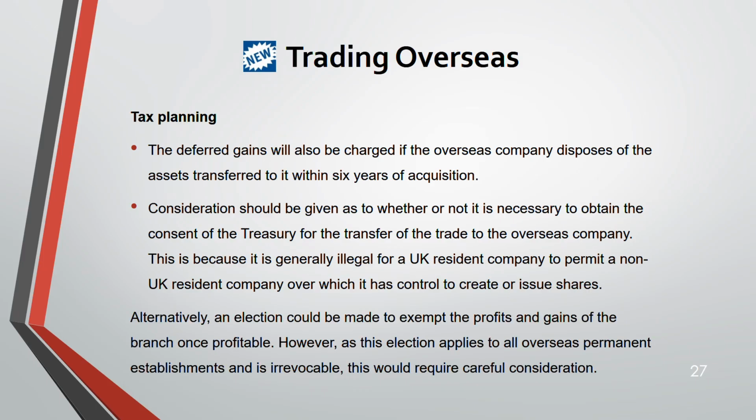Next, an election. Alternatively, an election could be made to exempt the profits and the gains, not just the profit, also the gain. Do not forget the gain part. Often students always focus on profit, exempt profit. No, gain is also there. Exempt profit and gain of the branch once profitable. So once the branch is profitable, make the election so that all your profit and gain are exempt.